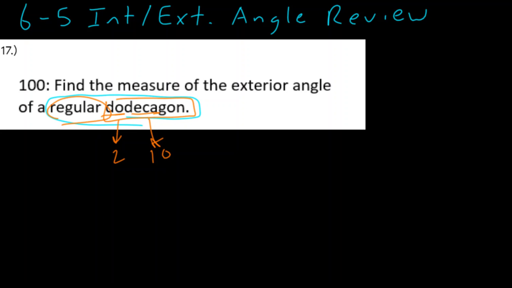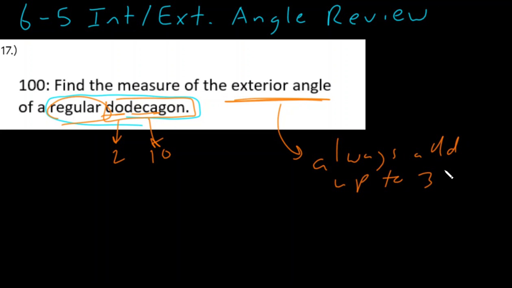Now, we know it's regular. And what do we know about the exterior angles of any polygon? Well, the exterior angles always add up to 360 degrees. So, since we know a dodecagon has 12 sides, we can simply do 360 divided by 12, and we will get our answer. Alright, let's move on.